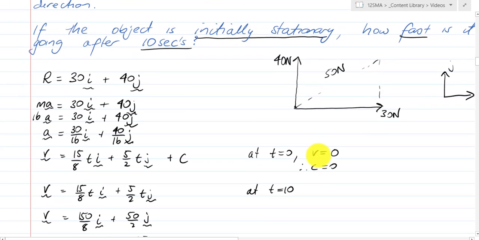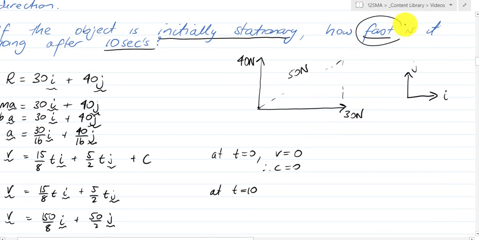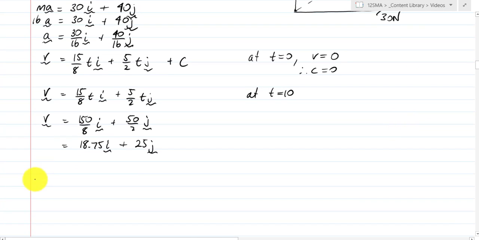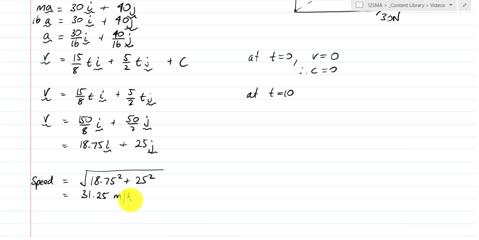That's the velocity. The question kind of asks, how fast is it going? And fast is a word that's more associated with speed. There's no risk here. If I get this in an external exam, I could just quickly calculate the speed of that velocity. And the speed, of course, is just the magnitude of velocity. So 18.75 squared plus 25 squared, and that comes out as 31.25, and it's meters per second. So there's my speed, which is an indication of how fast I'm going. And 31.25 meters per second is pretty fast.